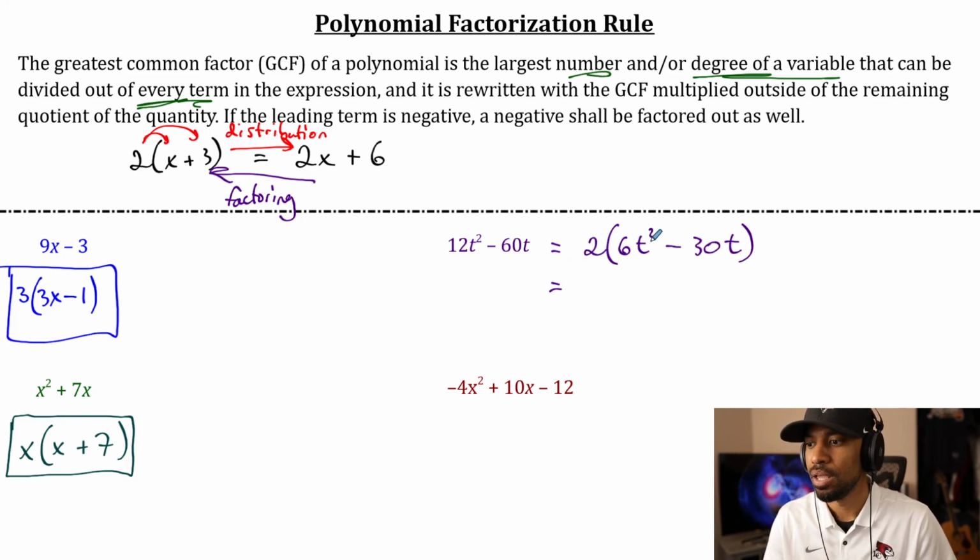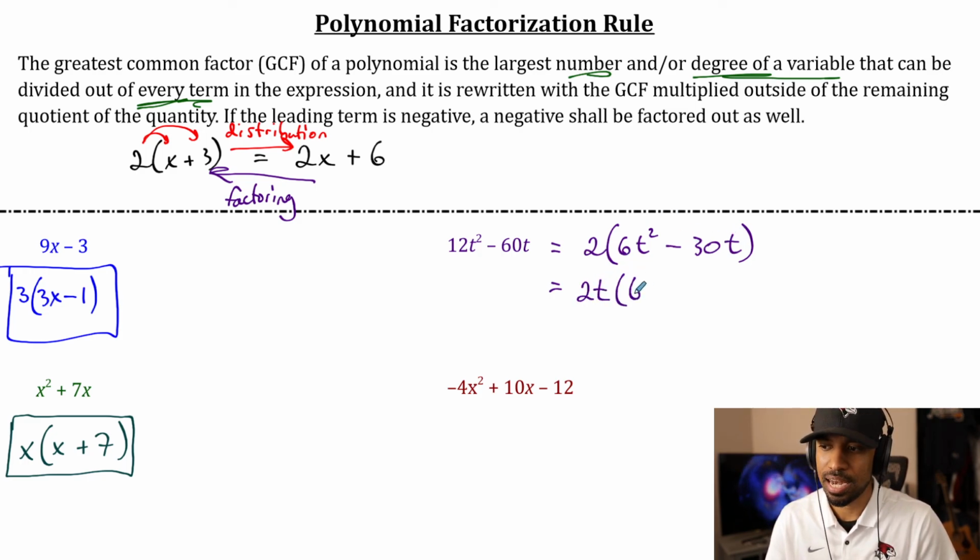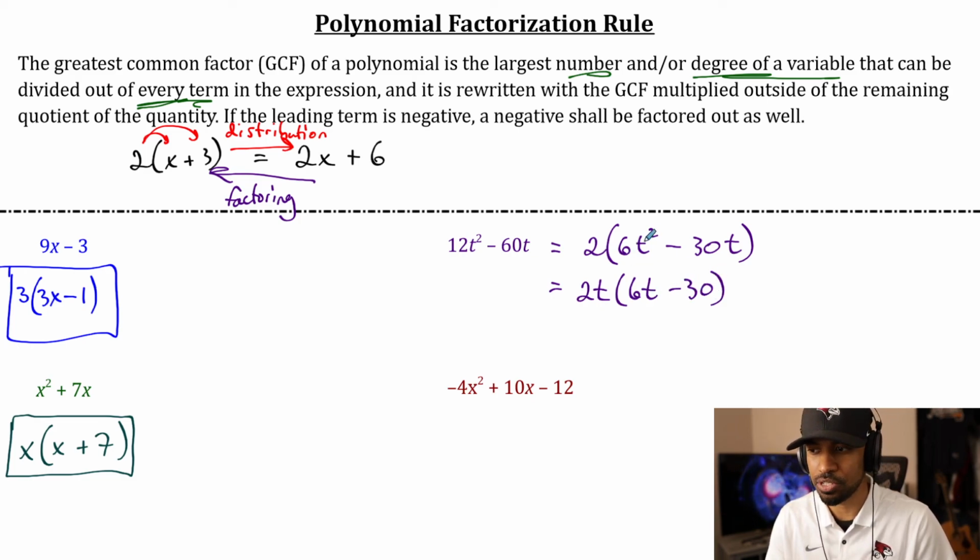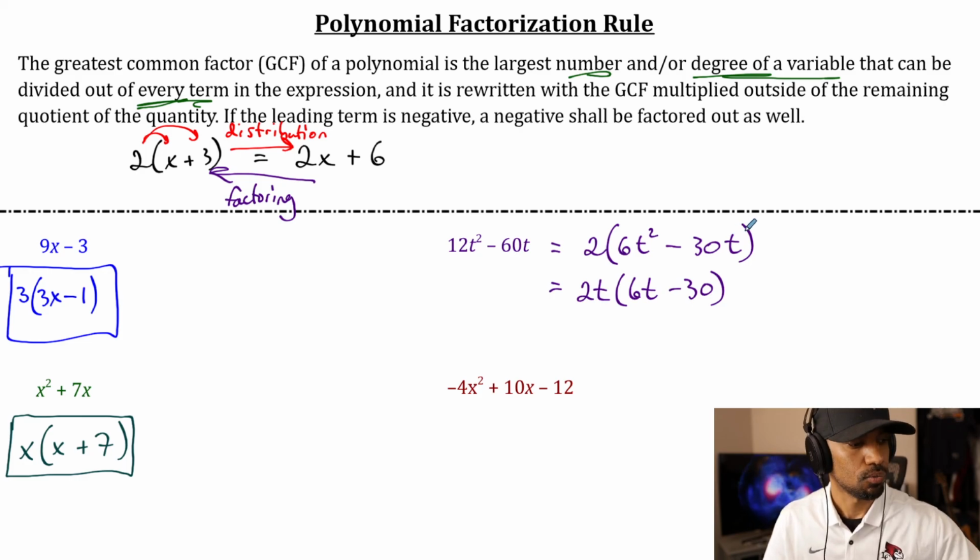Just remember that. What about the t? We forgot to factor out that t as well. Let's make sure to factor out the t. So 2t, and now we have 6t minus 30. Again, there's 1 less degree of t in each term here, right there.